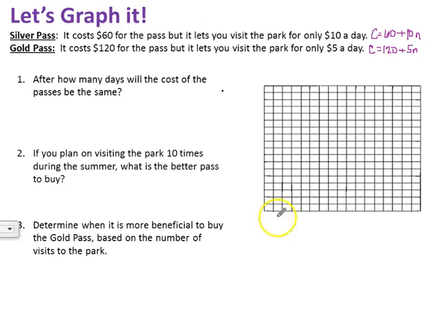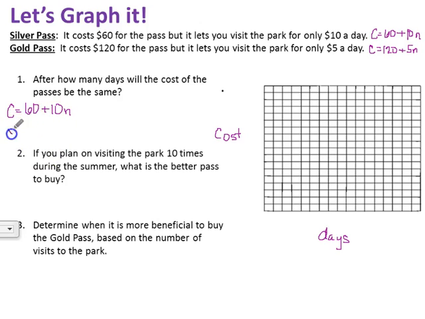So I'm going to have my x-axis represent the number of days, and my y-axis represent the cost. I meant to say our overall cost will be our y-axis. So in order to graph, let's go ahead and graph the silver one first. The silver one is C equals 60 plus 10n.